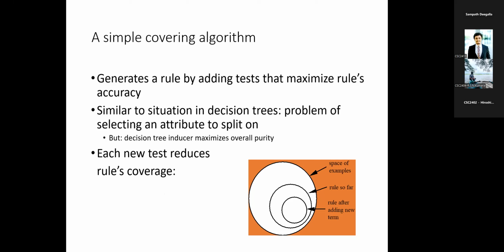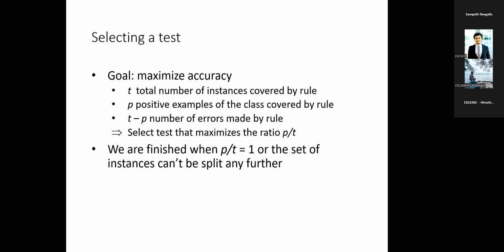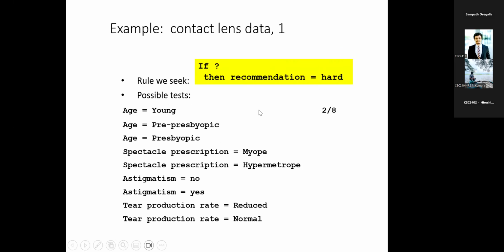With that said, we have also discussed the tests. The test that we have used is simply we calculate the total number of instances T and the positive examples P, P divided by T, and we finish when this is equal to 1. Or else, if there are any situations where you cannot split any further, we'll stop at that point. So that's simply how the very simple covering algorithm works.